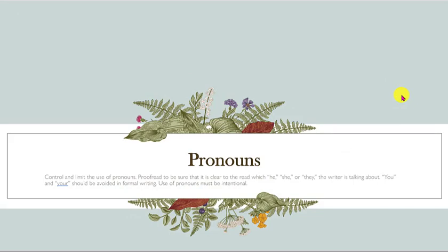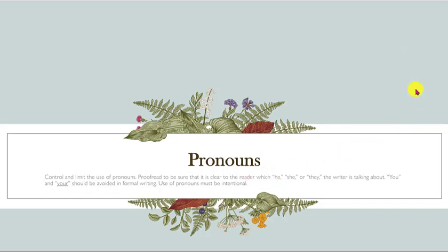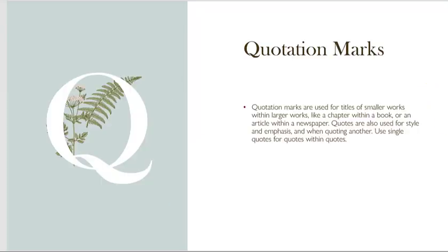Control and limit the use of pronouns. Proofread to be sure that it is clear to the reader which he or she or they the writer is talking about. You and yours should be avoided in formal writing. Use of pronouns should be intentional, and you just want to be sure you're being consistent.